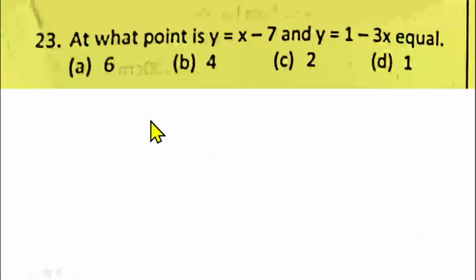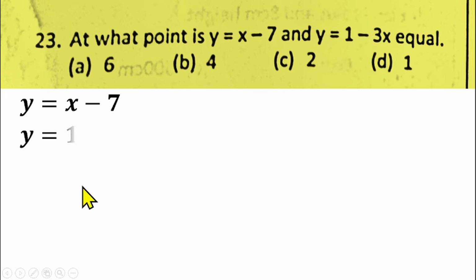Question number 23 is from the simultaneous equation. At what point is y equal to x minus 7 and y equal to 1 minus 3x equal? So you are looking for the value of x that will make this equal to this. Of course, our y is equal to x minus 7, also our y is equal to 1 minus 3x. It means that, the same y, x minus 7 is equal to 1 minus 3x. So that's what it means.